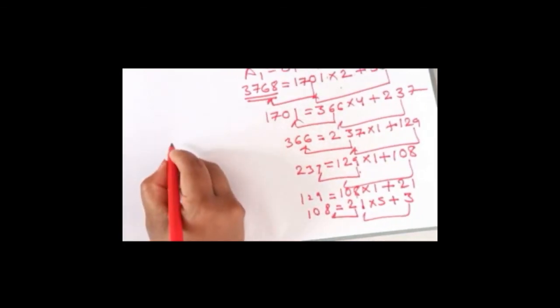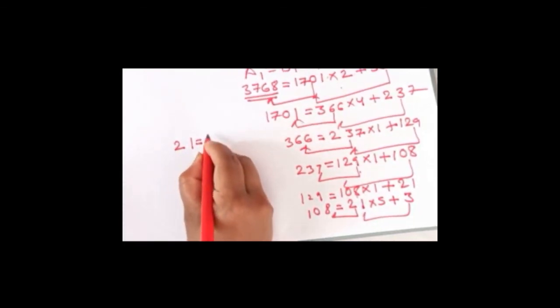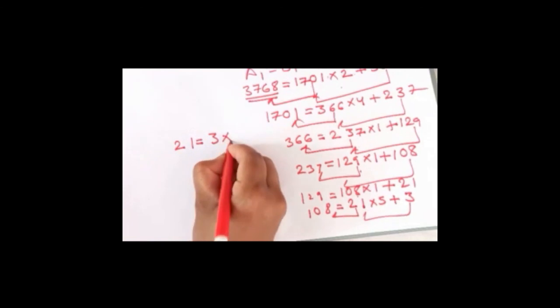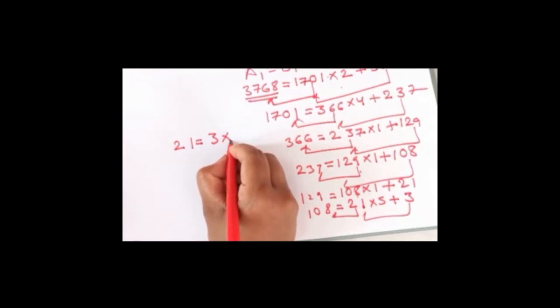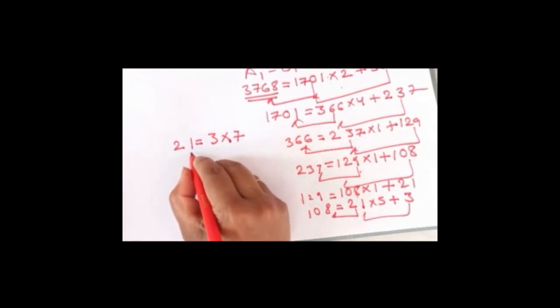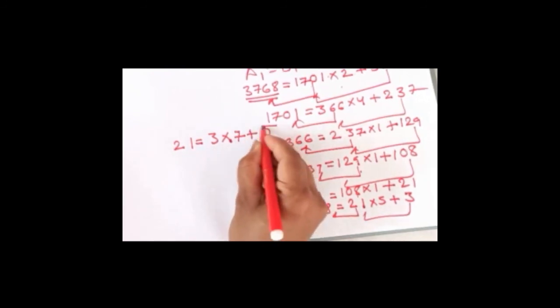What to multiply to 21? If you multiply 5 to 21 and then add 3 to it, you get 108. Now after getting 108, swap the numbers. Now what you'll be getting? You'll be getting 21 here and you get 3 here. Now what to multiply to 3? If you multiply 7 to 3, you get exact 21. And the remainder is 0.